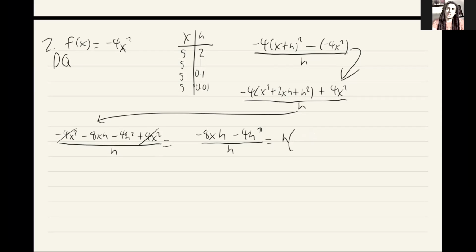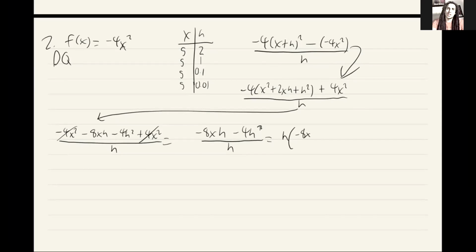Hold on, let me rewrite that to make it neater. Then when we take an h out of negative 4h squared, we're left with negative 4h. And then this h on the denominator, once we get rid of that, that is just a 1. So for the difference quotient, the answer is going to be negative 8x minus 4h. Let me highlight that so it's easier to see.